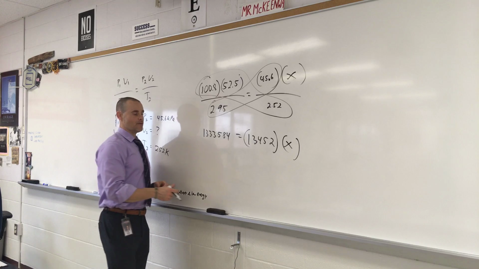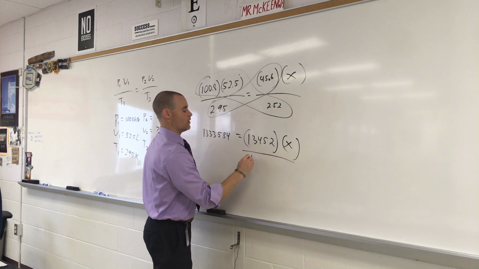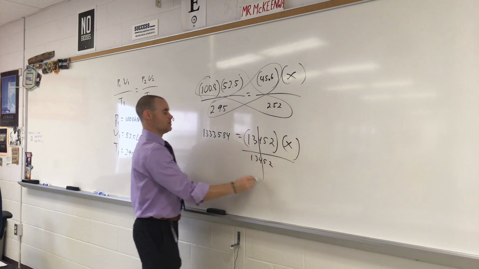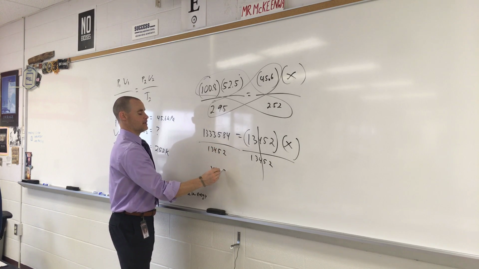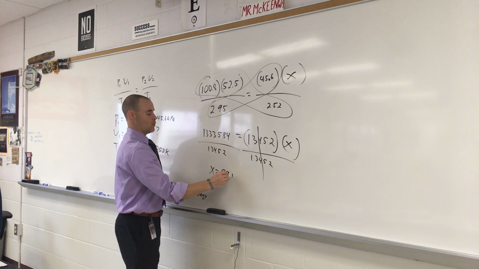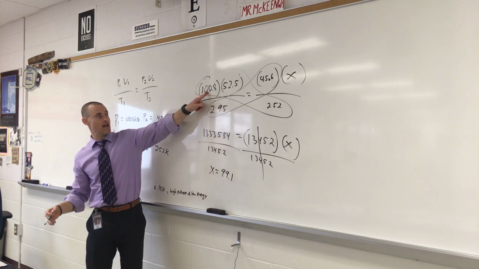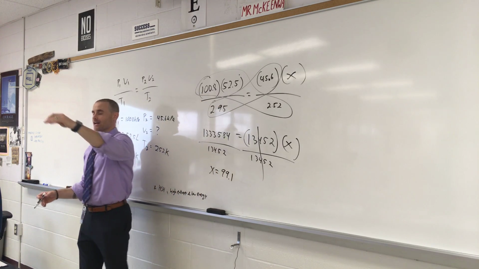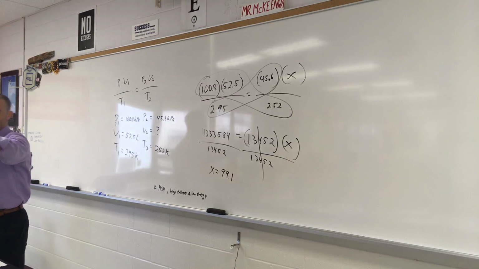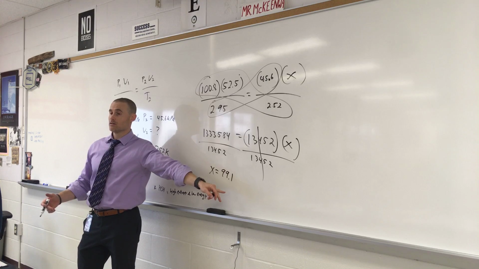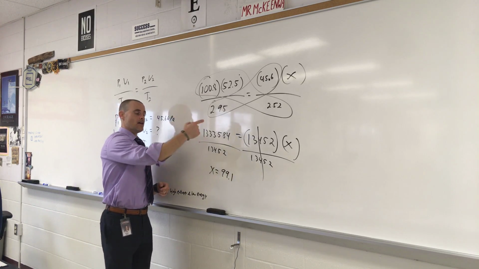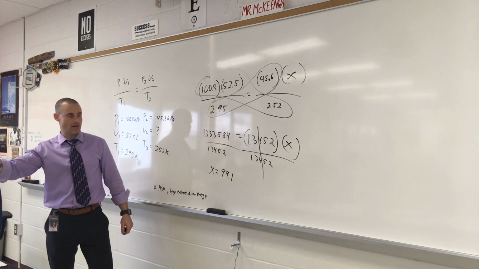Okay, how do we solve for X? Divide by 13452. X equals 99.1. Right, 3 sig figs. That has 4, everybody else has 3. I didn't tell you about sig figs. Are there any other decimals anyway? There's a whole bunch. So anyways, 3 sig figs, but if you didn't round it, it's okay.